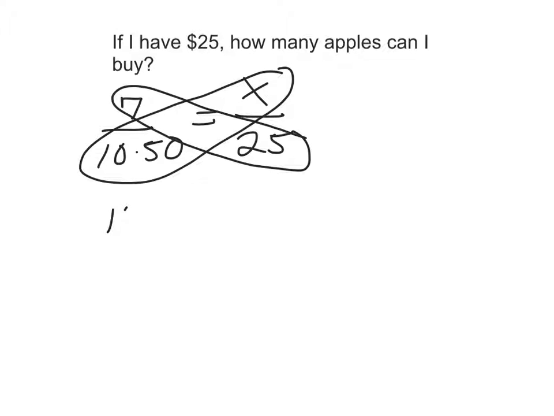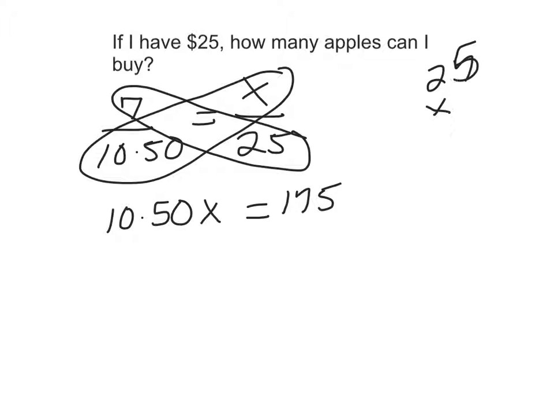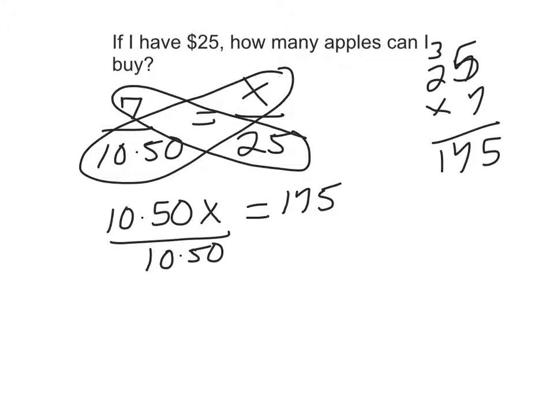So I do $10.50 times X is equal to 7 times 25, which is 175, but let's just double check to make sure I did that correctly. So 7 times 5 is 35, write 5, carry the 3, 2 times 7 is 14, plus 3 is 17. I'm going to divide both sides by 10.50.